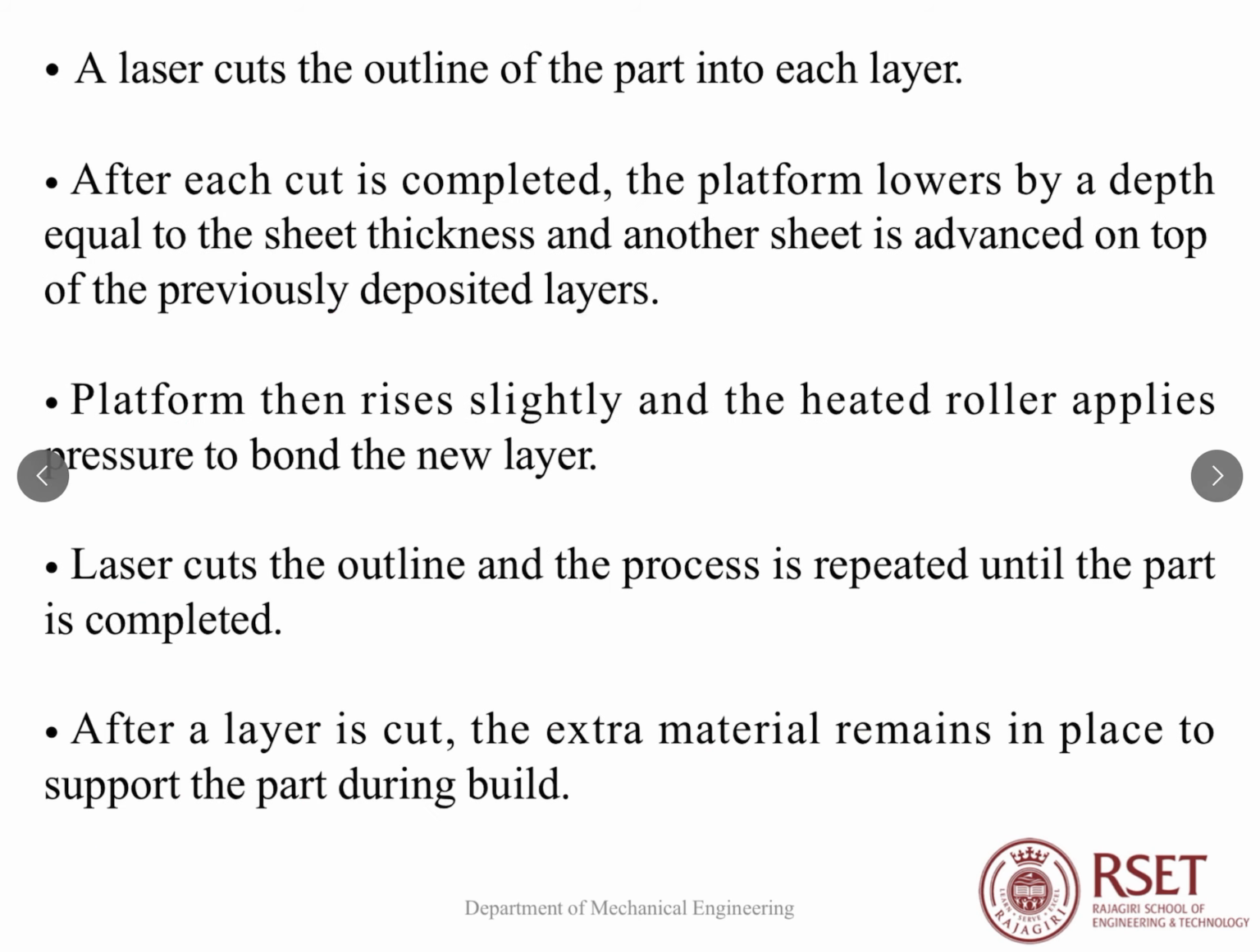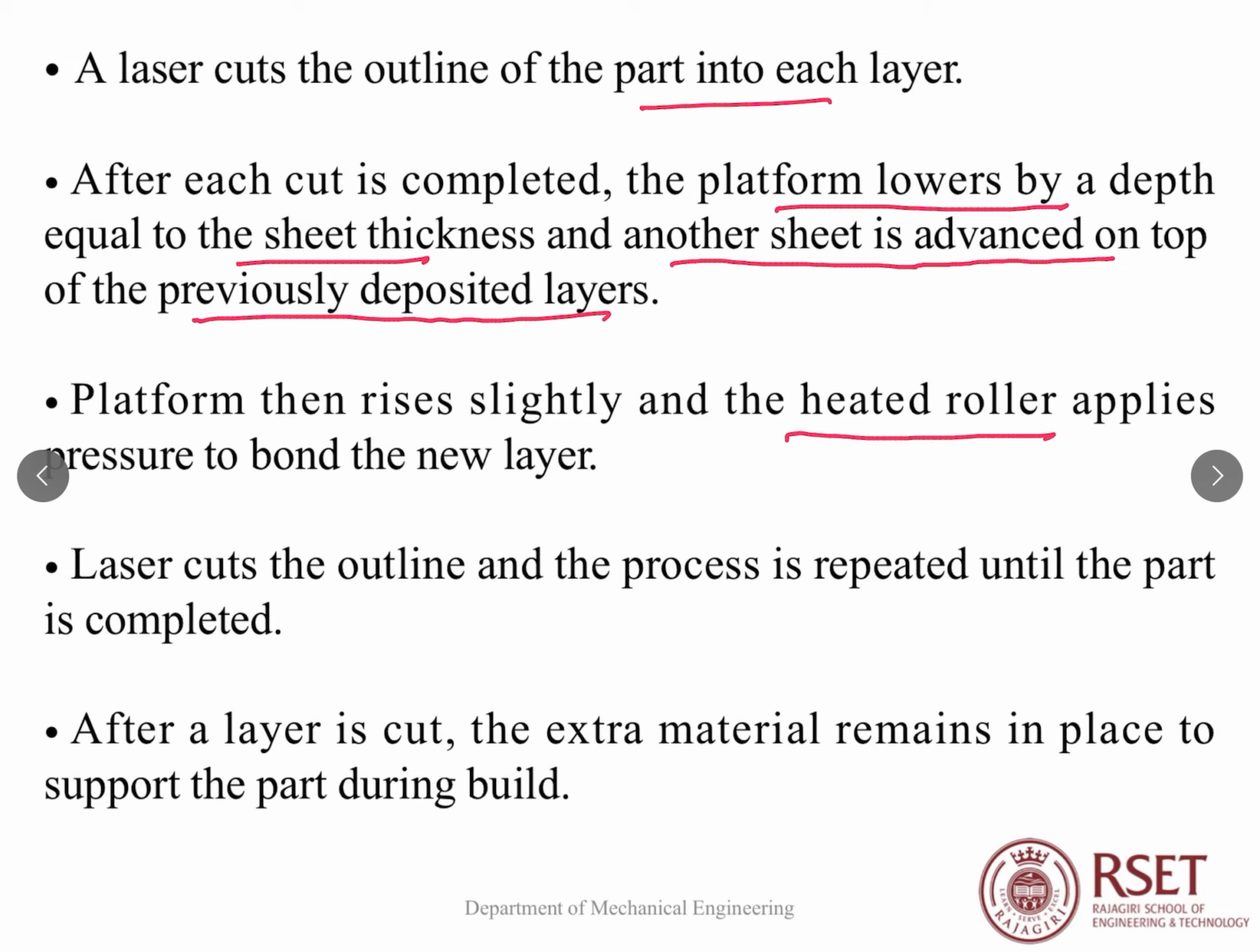A laser cuts the outline of the part into each layer. After each cut is completed, the platform lowers by a depth equal to the sheet thickness and another sheet is advanced on top of the previously deposited layer. The platform then raises slightly and heater rollers apply pressure to bond the new layer. Due to heat and pressure, the adhesive will act and get bonded. A laser cuts the outline and the process is repeated until the part is completed.